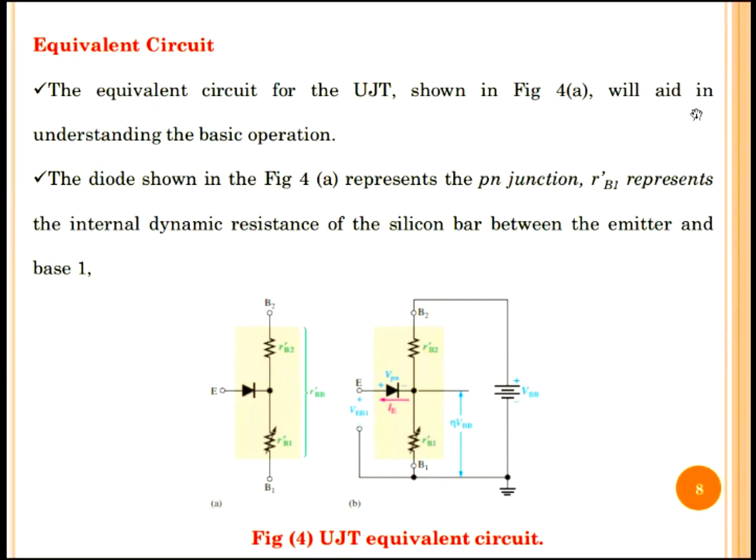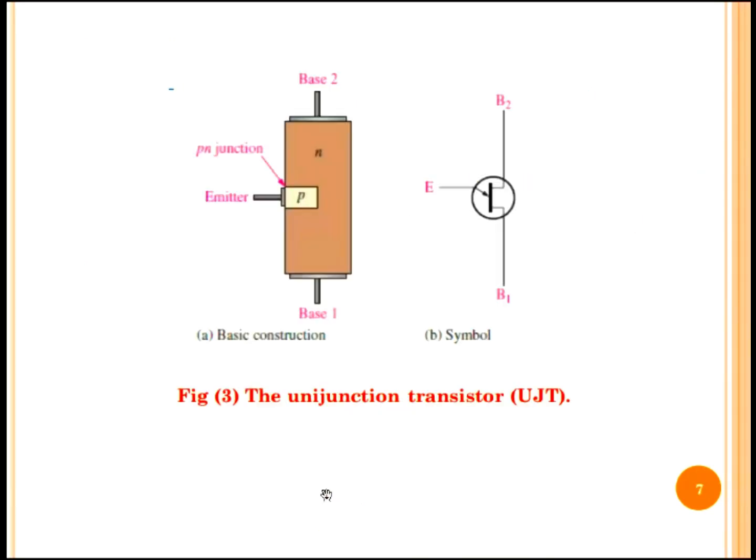This will aid in understanding the basic operation. The diode shown in figure 4a represents the p-n junction, and RB1 represents the internal dynamic resistance of the silicon bar between the emitter and the base. Similarly, we know that this is our device. We are forming one p-n junction.